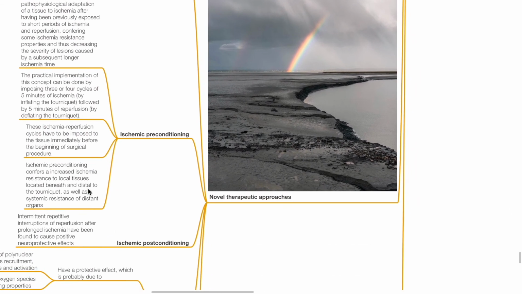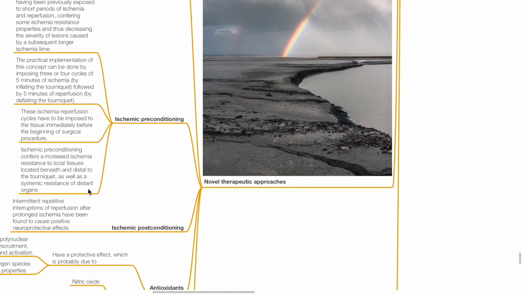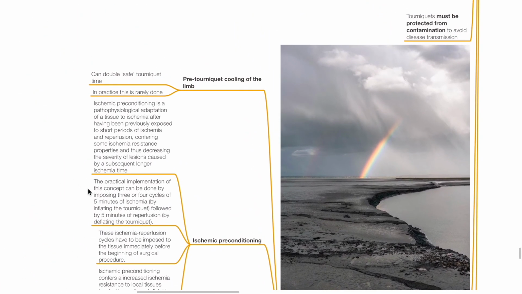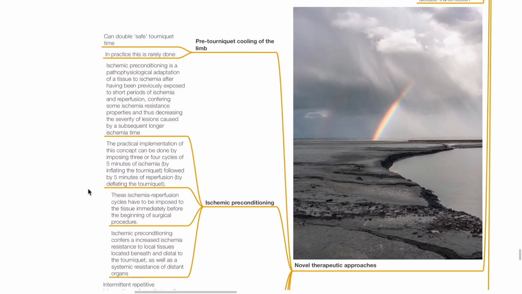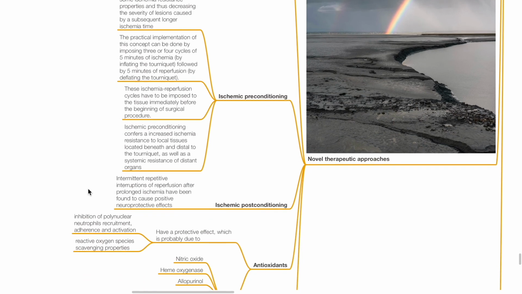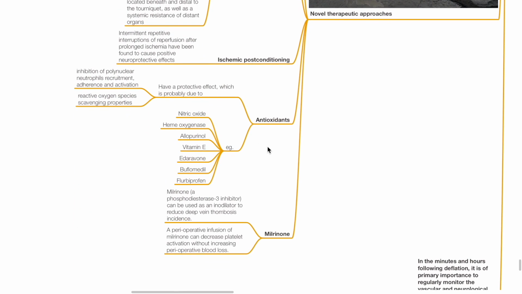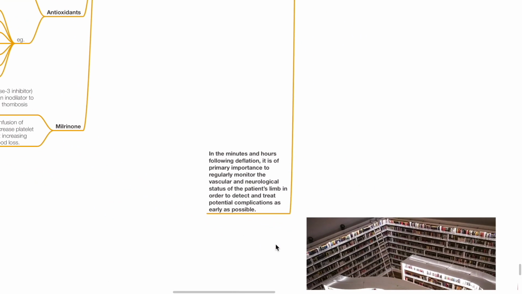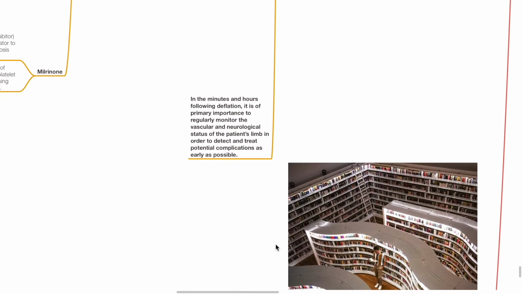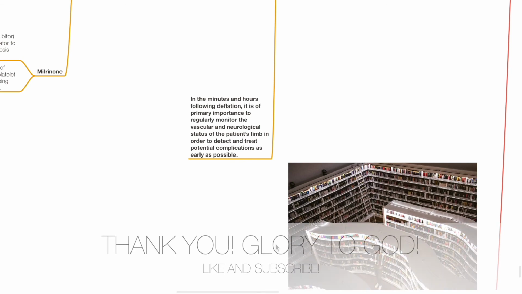Novel therapeutic approaches include pre-tourniquet cooling of the limb, ischemic preconditioning, ischemic postconditioning, the use of antioxidants, and the use of milrinone. In the minutes and hours following deflation, it is of primary importance to regularly monitor the vascular and neurological status of the patient's limb in order to detect and treat potential complications as soon as possible.